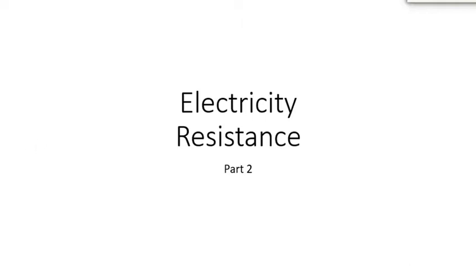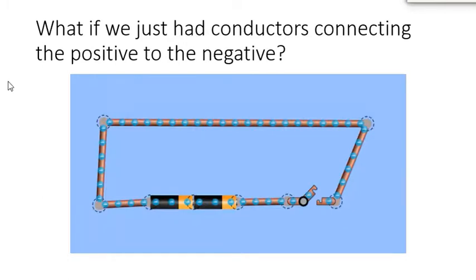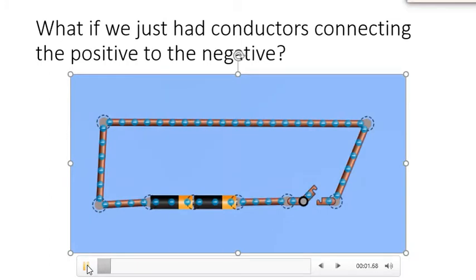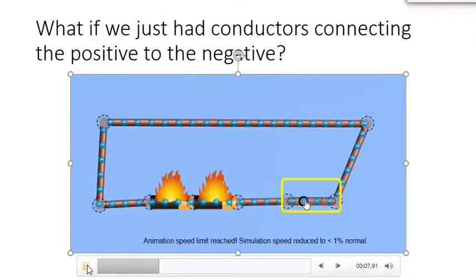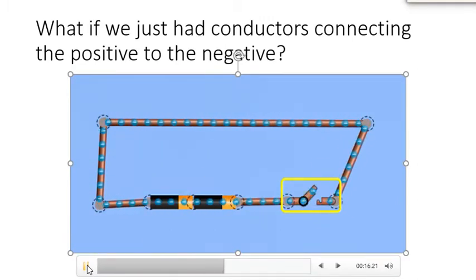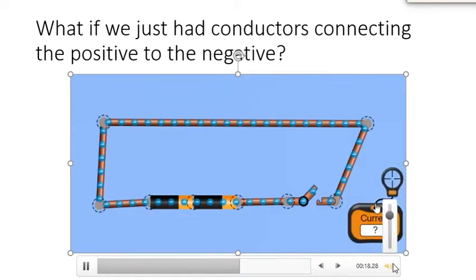So what would happen if we just had conductors connecting the positive to the negative? If this was the case and we turn this switch, we'd actually have a very dangerous situation. There's nothing stopping these electrons from flowing. So there would be this enormous number of electrons leaving one side of the battery, going to the other side of the battery. And all these electrons are carrying kinetic energy, right? They have the ability to apply a force to something and make something move.